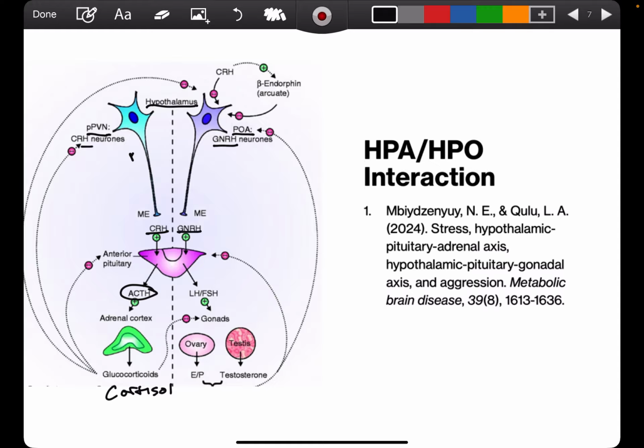But interestingly enough, well, hold on, let me backtrack. We'll go to this right side. The POA, the preoptic area, synthesizes GnRH and secretes it.